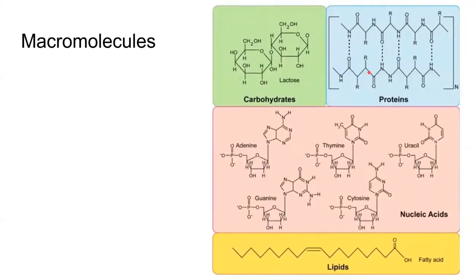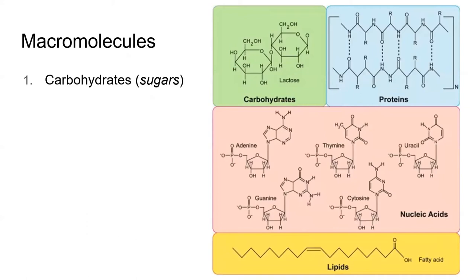Okay, so each living thing is composed of 4 major macromolecules. The first one is carbohydrates. Carbohydrates, or carbs, are just simple sugars. For each macromolecule, you will find that there's a monomer, which is a single unit of that macromolecule, and a polymer, which is just a chain of monomers.